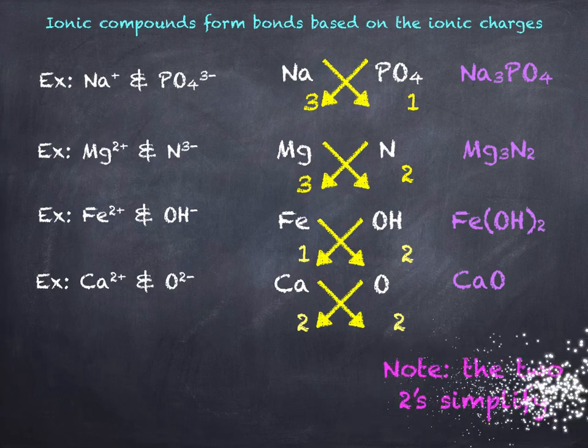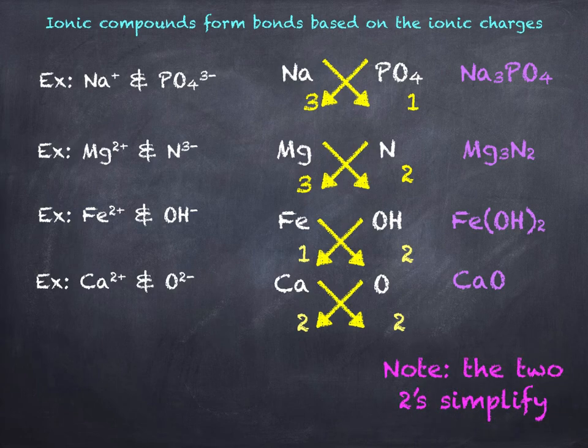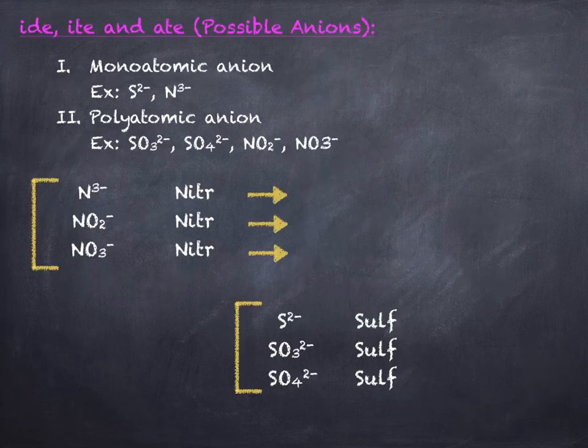You have to note that in ionic compounds, if the charges can be canceled, we always cancel them. This doesn't apply to covalent compounds. I'm going to give you another set of videos for naming of covalent compounds, but for ionic, if we can cancel them, we do cancel them. So this is the case.